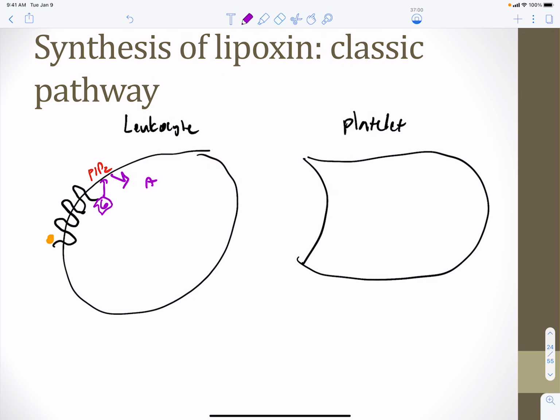Now, arachidonic acid is going to undergo your lipoxygenase pathway. And so this is going to be a 5-LOX pathway. And you're going to get leukotriene A4 made. And then leukotriene A4 can be hydrolyzed to leukotriene B4. And then this is going to be pro-inflammatory, as we just talked about.